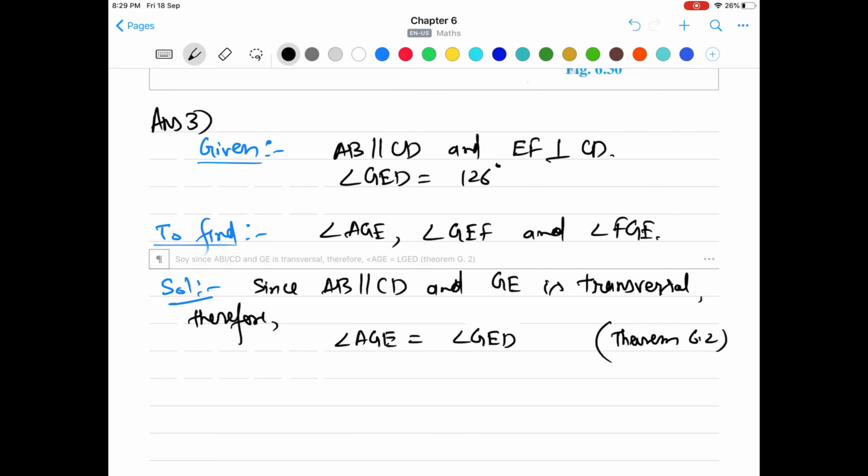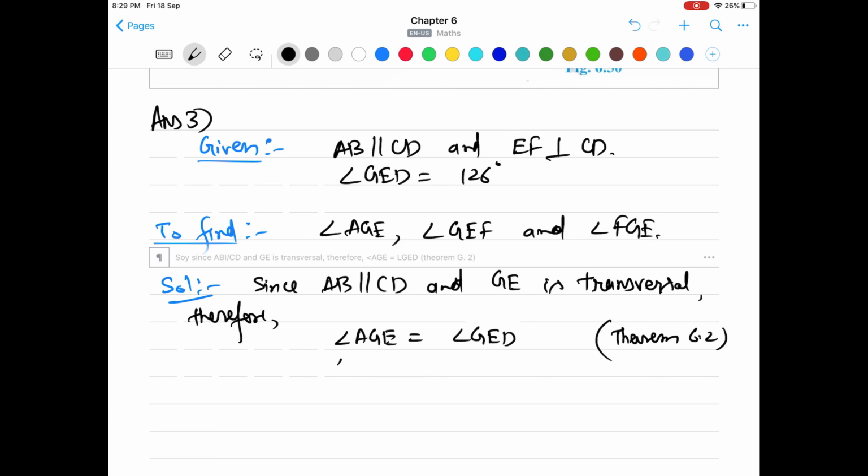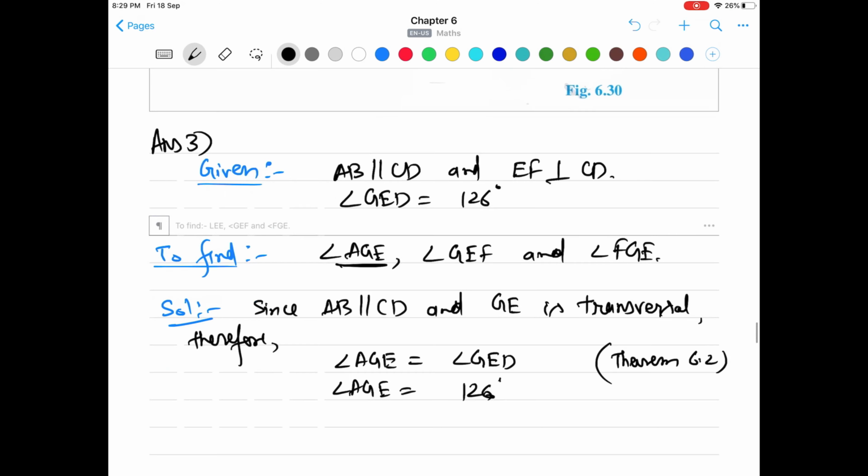Okay, so we are given GED is 126, therefore AGE will also be equal to 126 degree. Okay, so out of these three angles we got the angle AGE, this one. Now we have to find the next angle.